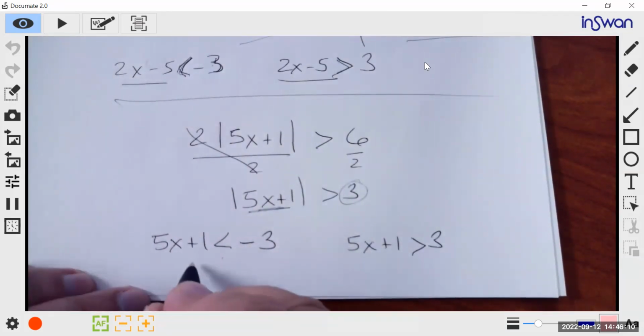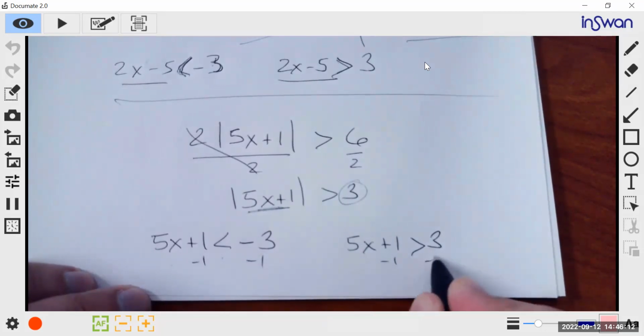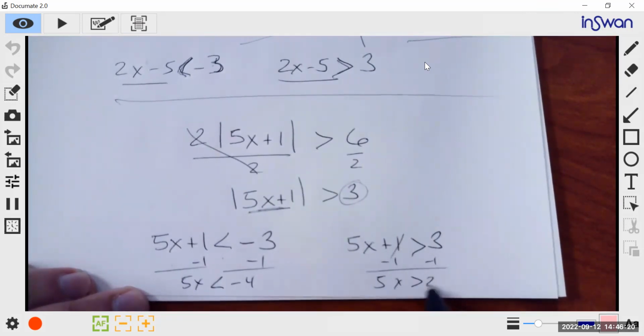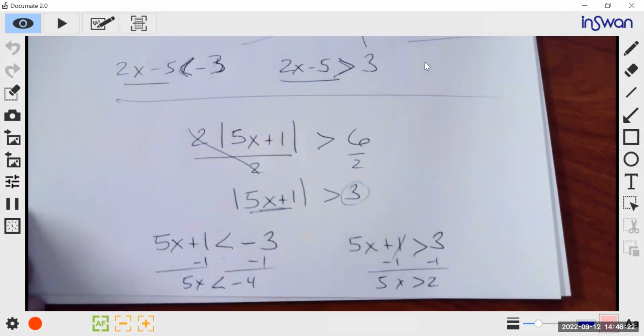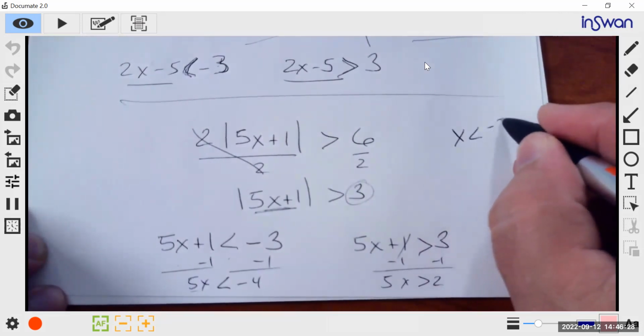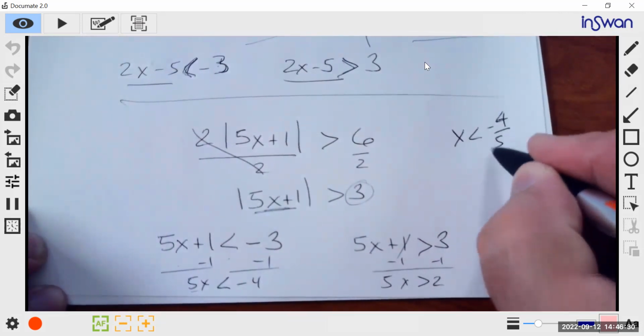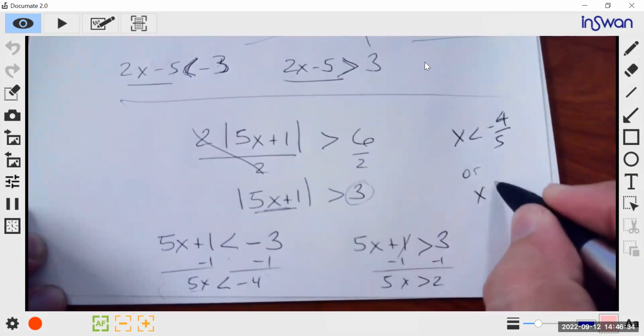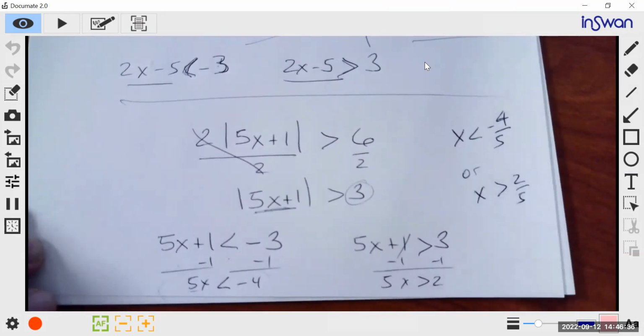Subtract 1 across the board. So we have 5x is less than -4, 5x is greater than 2. Divide by 5 across the board. So we have x is less than -4/5. That's this side. Or x is greater than 2/5. There's the answers.